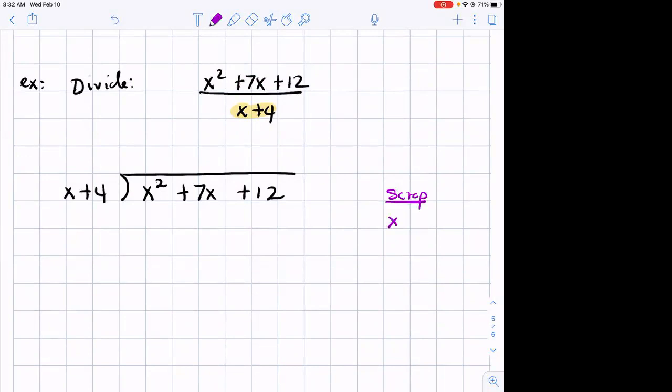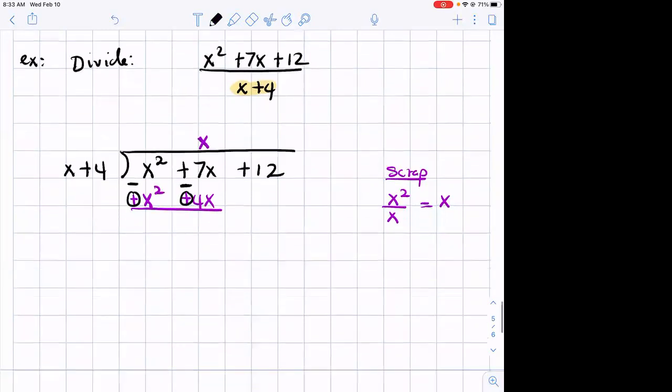So the first term on the inside is x squared, the first term on the outside is x. And if I do this, I'll have an x term. So I write the x term above the x term, so that goes here. Then I distribute x times x plus 4, right? That's the next step. So x times x becomes x squared, x times positive 4 becomes positive 4x. Don't forget, we have to change the signs. So this plus becomes a minus, this plus becomes a minus. They always change to the opposite.